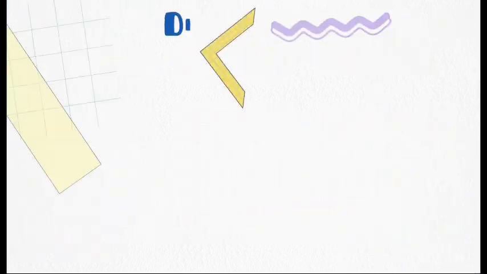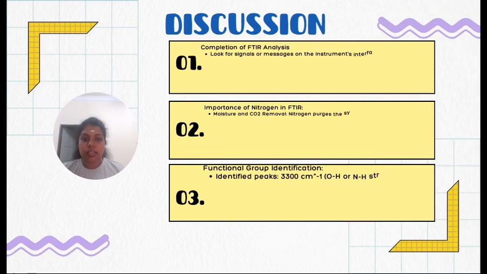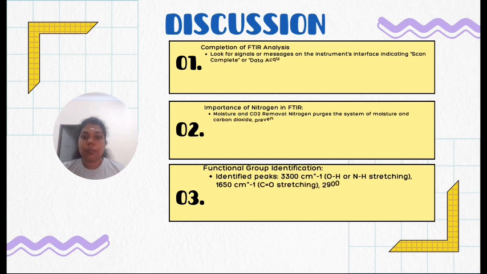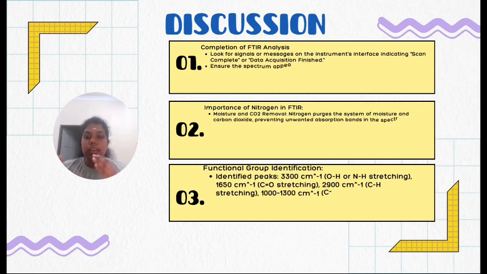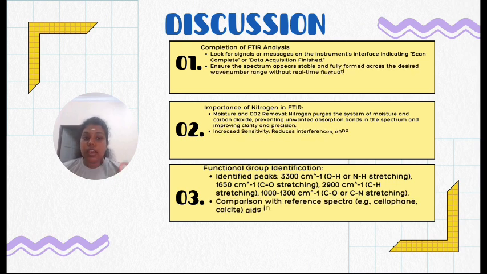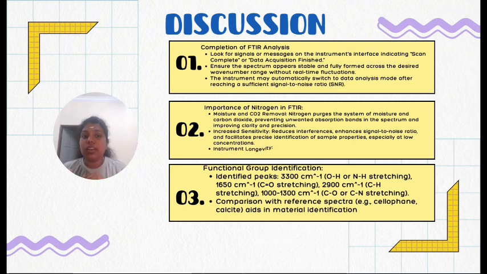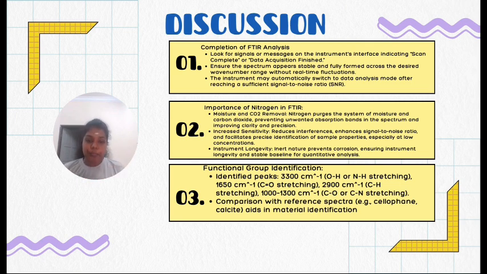Secondly, I'm going to talk about the discussion on completing FTIR analysis. Completing FTIR analysis needs us to look at the graph of the sample given by the software. Look at the signs from the instrument to interpret the indication of scanning completion. Ensure the spectrum appears stable and fully formed across the desired wave number range in real time. The instrument may automatically switch to data analysis mode after reaching a sufficient signal to noise ratio, which is called SNR.